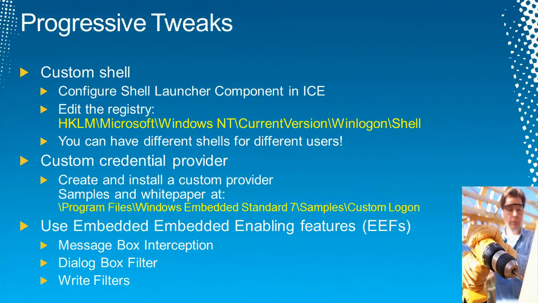I'm also going to show you how to install a custom credential provider. There's very good documentation and samples coming with Windows Embedded Standard, in the samples custom logon subfolder in the Windows Embedded Standard folder. They are normal Visual Studio C++ projects; you just compile them, and that's what I did. I'll show you how to install one of those samples here. We are also going to use the first two embedded enabling features: message box interception and the dialog box filter. I'll skip the write filters because we are a little short on time.